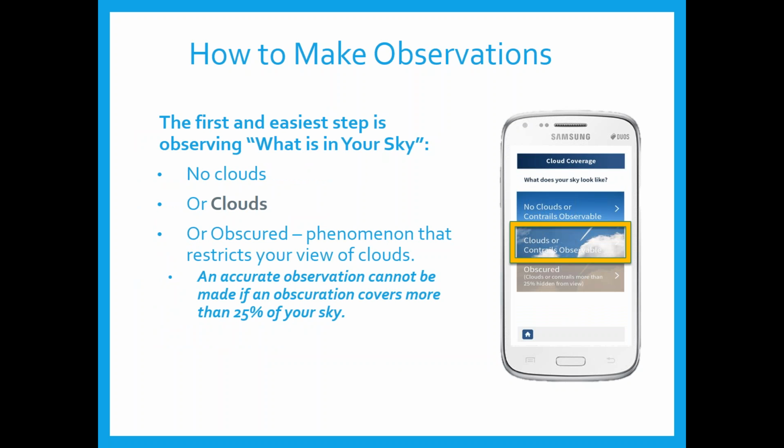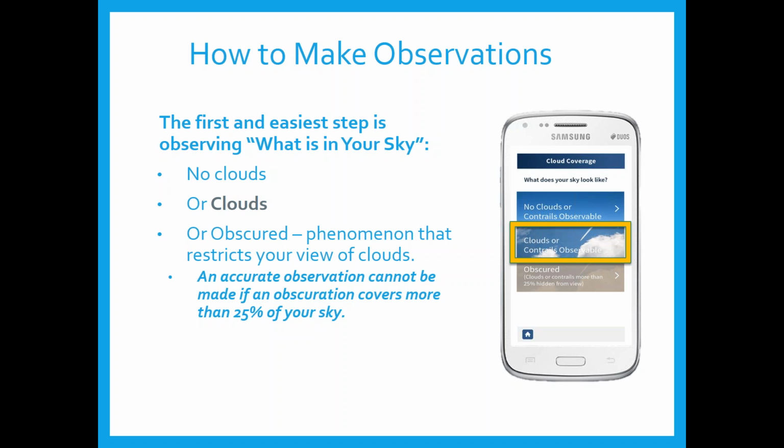Next, in how to make observations is the first question and the easiest step of your observation. There's different options. You either have no clouds in your sky, and the observation will bump you to some questions about your blue sky, or you have an obscuration, which means something is blocking 25% or more of your view of the sky. But today, for this quick example, we're going to actually walk through what it might look like if you observed clouds in your sky.